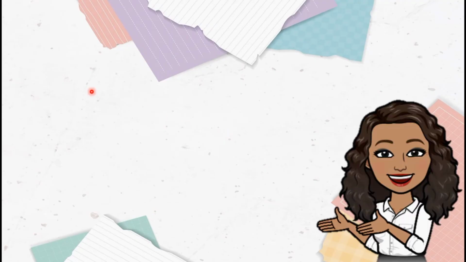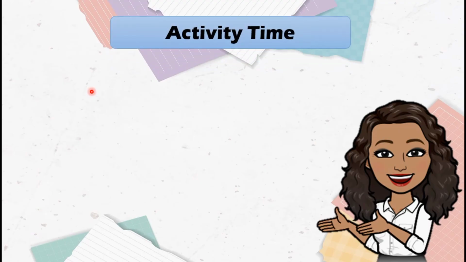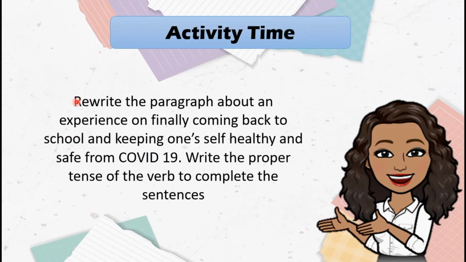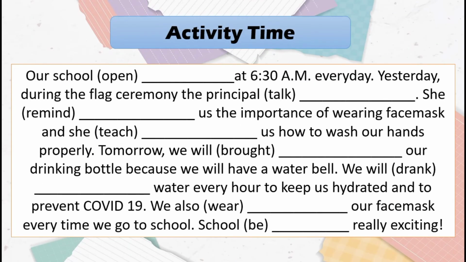Now that you have learned the different tenses of verbs, let us have a quick activity. Rewrite the paragraph about an experience on finally coming back to school and keeping oneself healthy and safe from COVID-19. Write the proper tense of the verb to complete the sentences. This is our paragraph. I'm giving you 2 minutes to answer this, and afterwards, we are going to check your work.